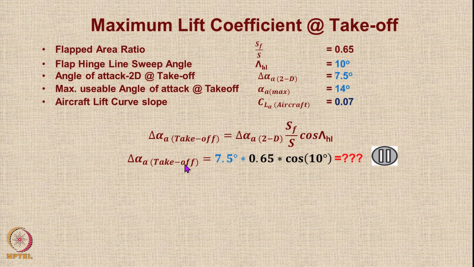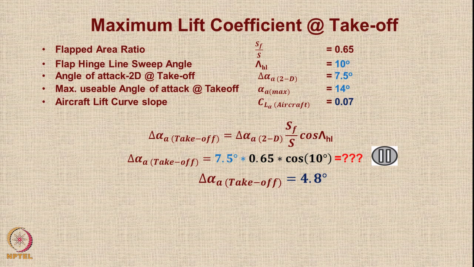We have put the numbers here for your convenience, and now you should pause the video and do the calculations for the value of delta alpha during takeoff. That number is 4.8 degrees. What it basically means is that the presence of the flaps of this particular area ratio and a particular sweep of the hinge line effectively results in increasing the angle of attack of the aircraft by 4.8 degrees. That is the meaning of this calculation.